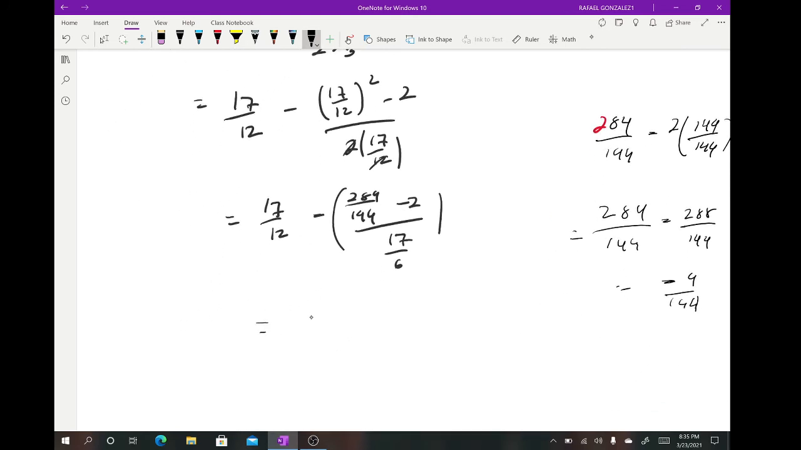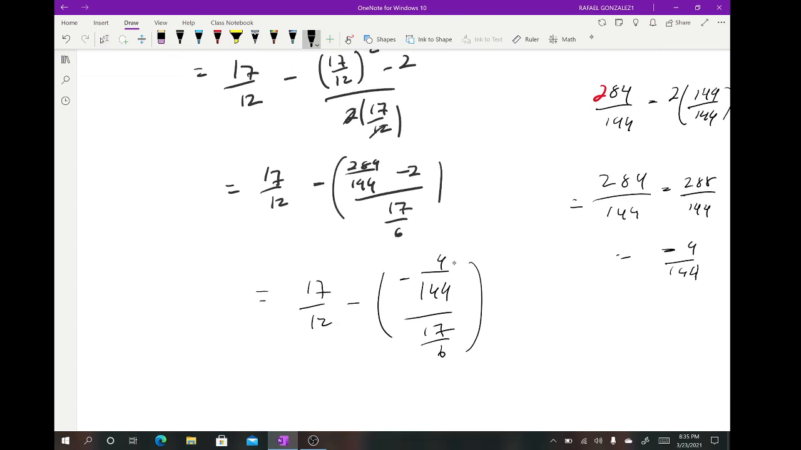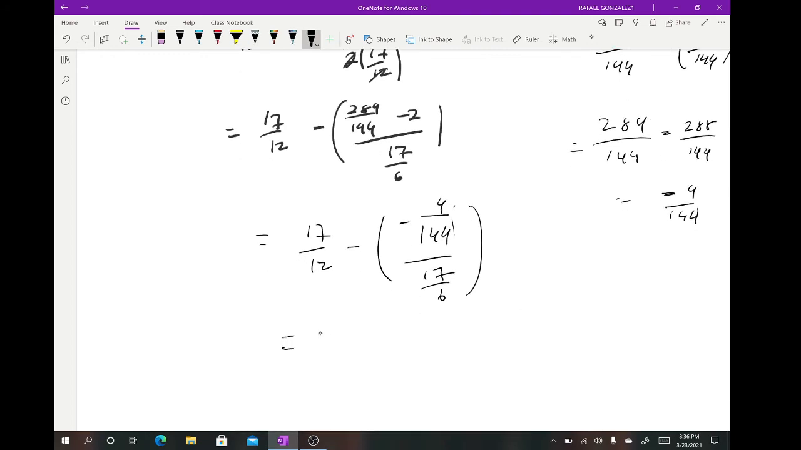So now we have 17 over 12 minus 1 over 144 over 17 over 6. And you could, they're both divisible by 2, so you could do that. May even be divisible by 4, but I'm not even going to bother. I'm just going to do keep change flip and multiply by the reciprocal. It's going to be 17 over 12 minus 1 over 144 times 6 over 17.